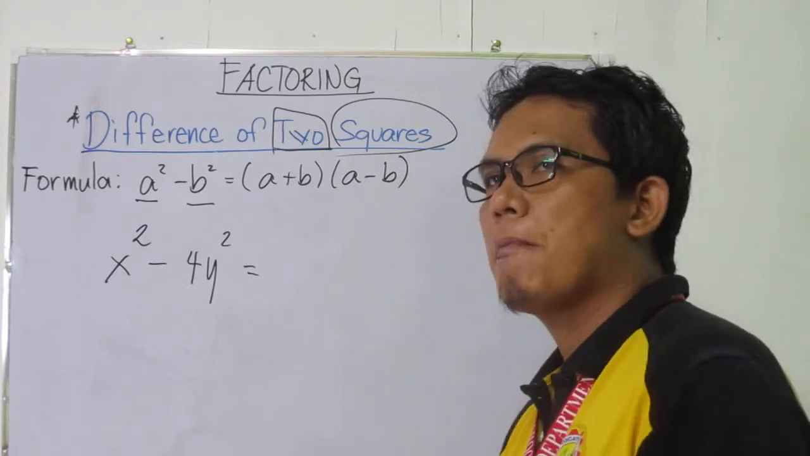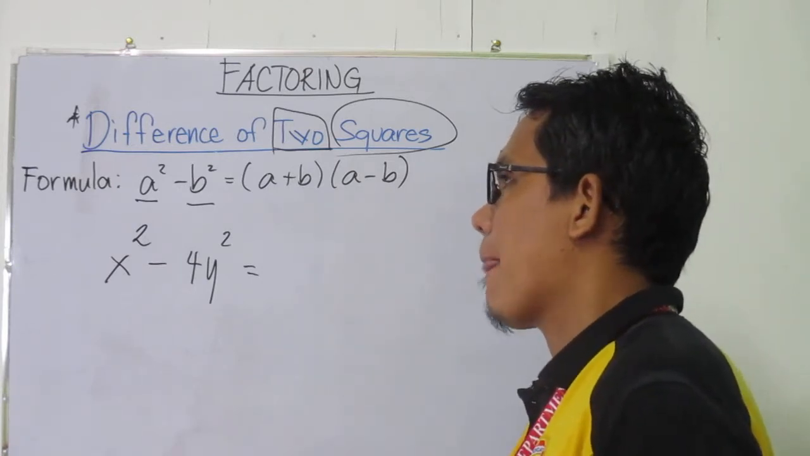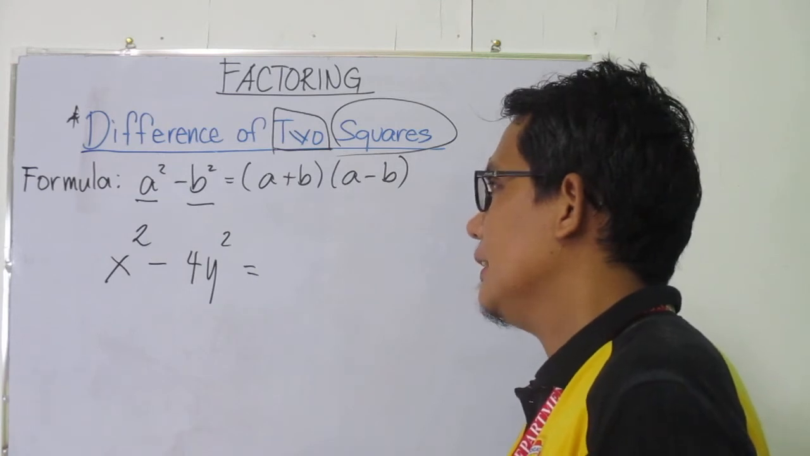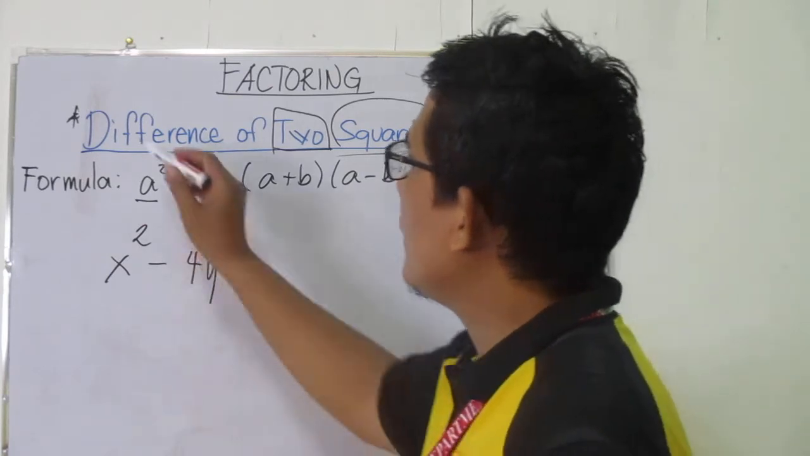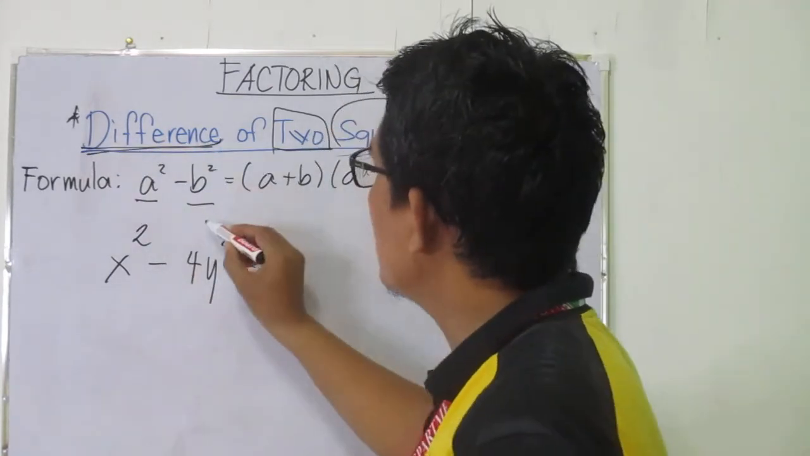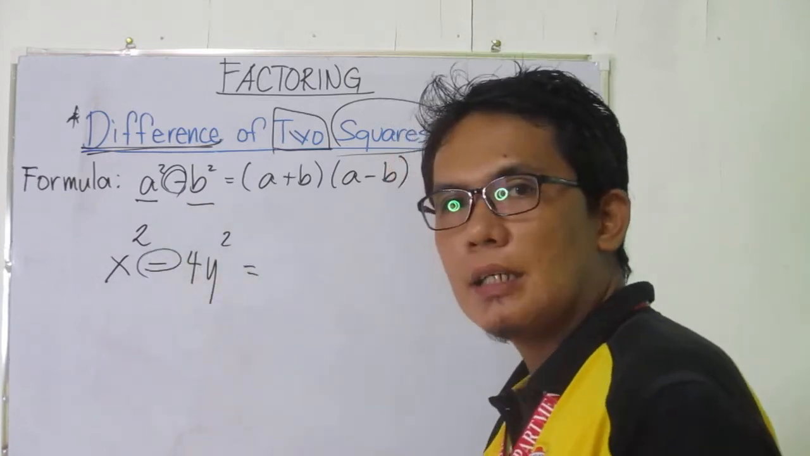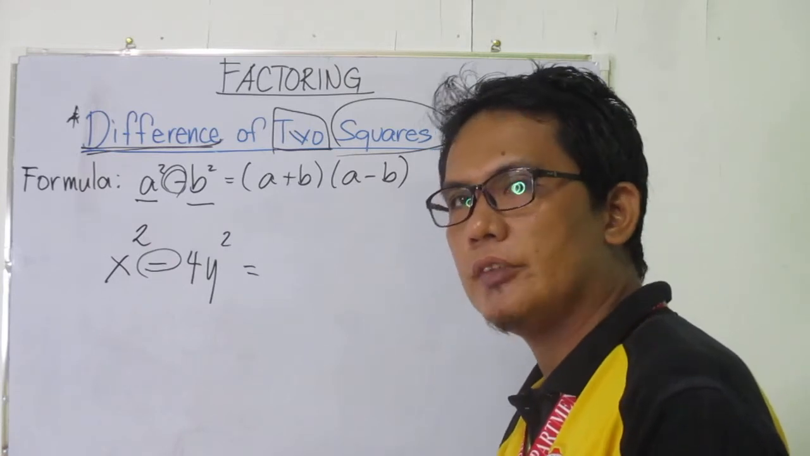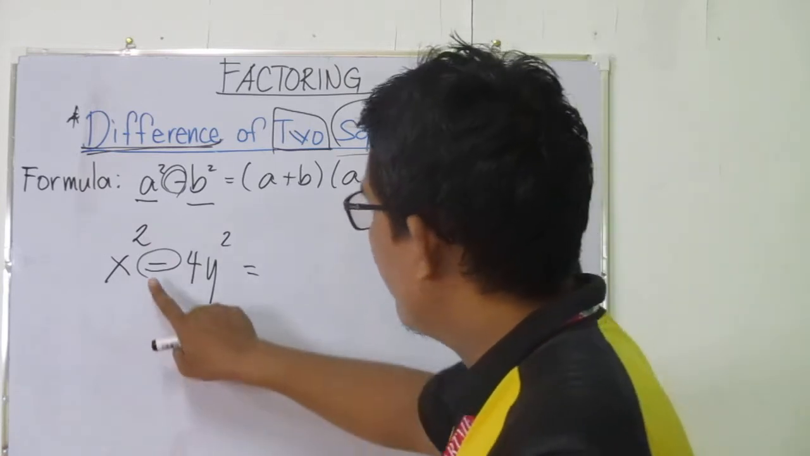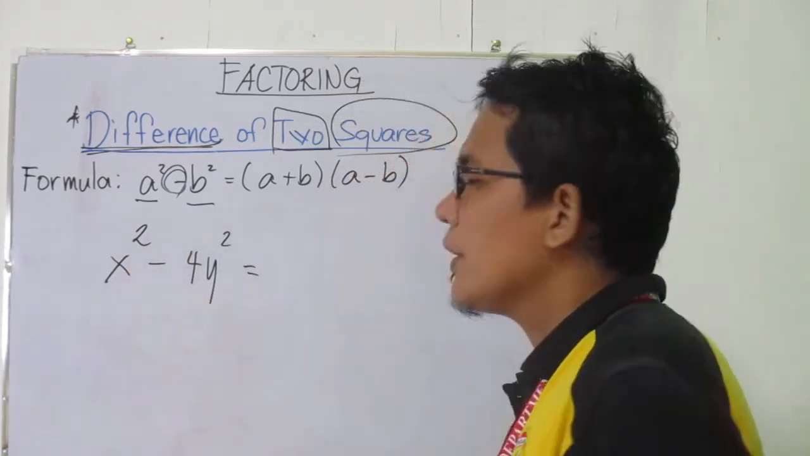Before I forget, let me go back to the characteristic of difference of two squares. The word here is difference. So therefore, that should always be subtraction. It can never be addition, or it can never be positive. It is always negative.